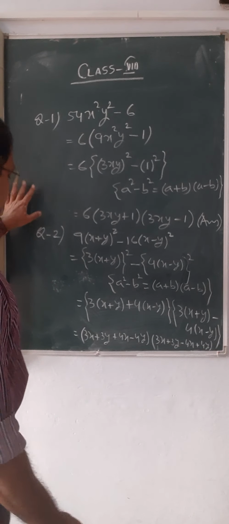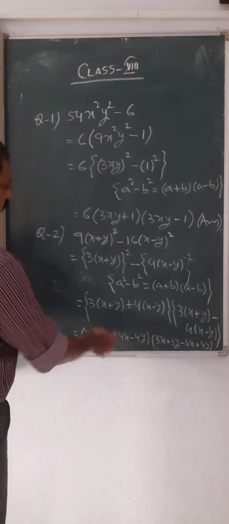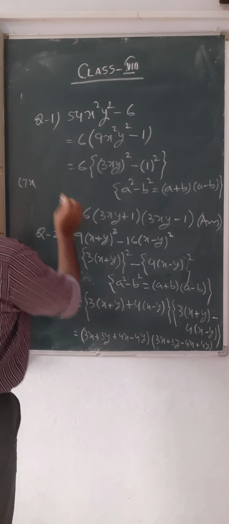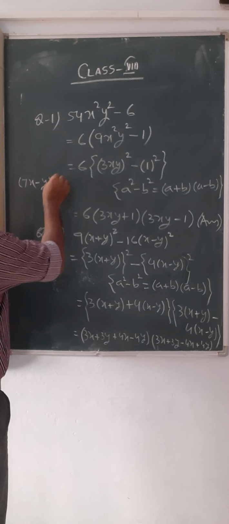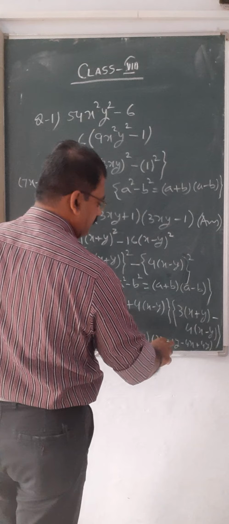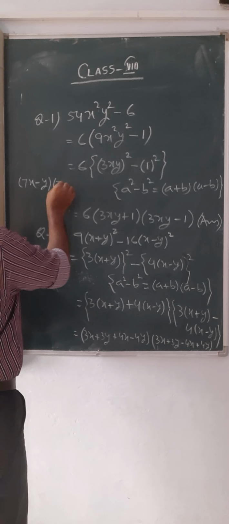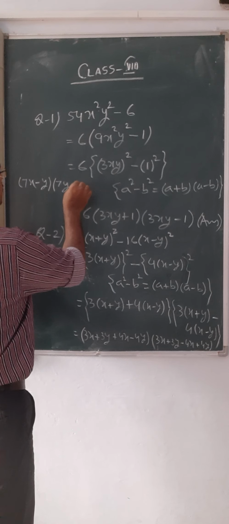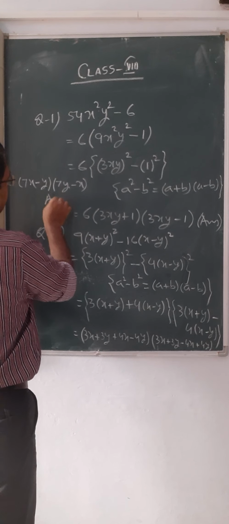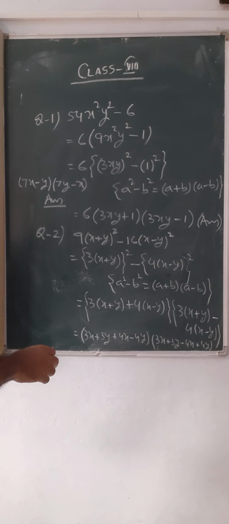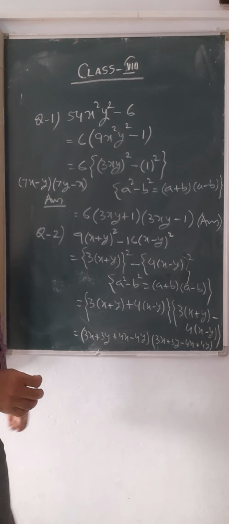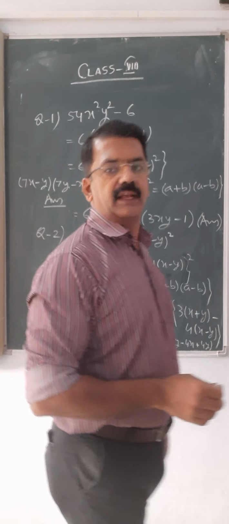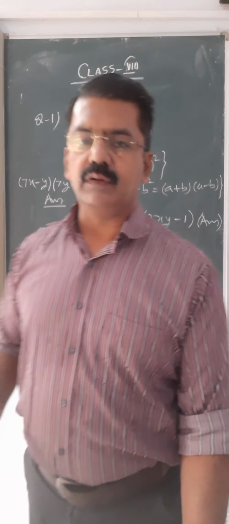Now finally the answer I will write here: 3x plus 4x is 7x, and 3y minus 4y will be minus y, and here 3y plus 4y is 7y, and 3x minus 4x is minus x, and that is your answer. Okay, 7x minus y in one bracket and 7y minus x in the other bracket, and that is your answer. Clear? Now we will do the next question.